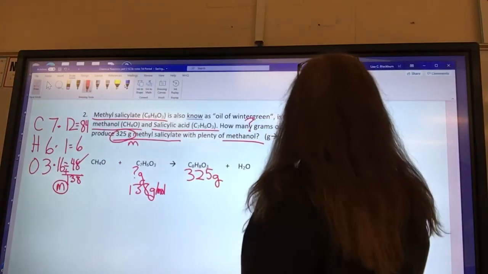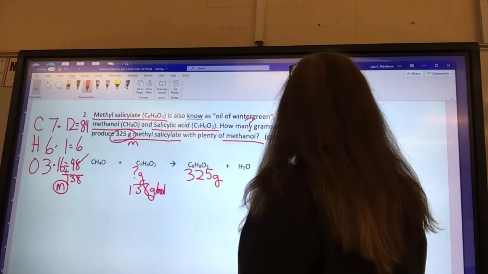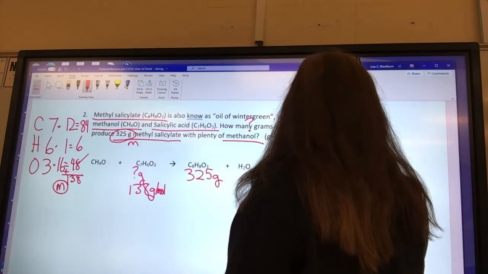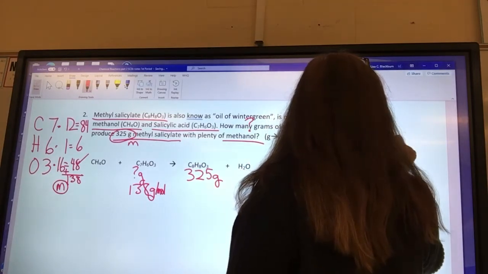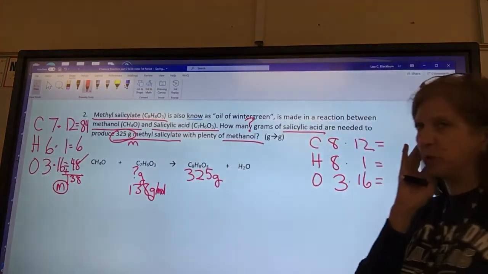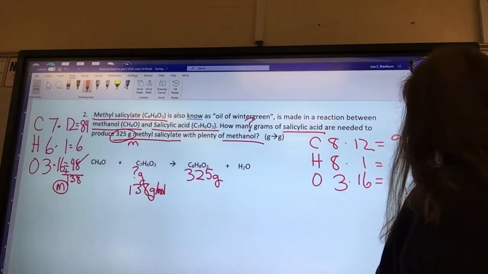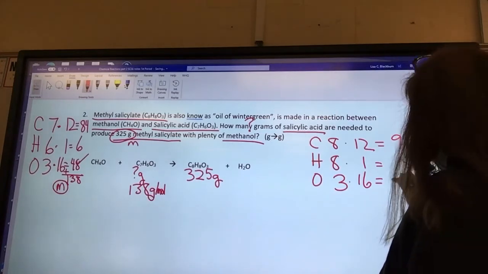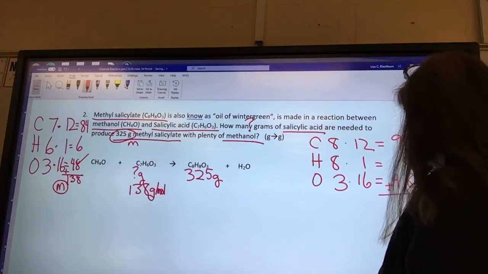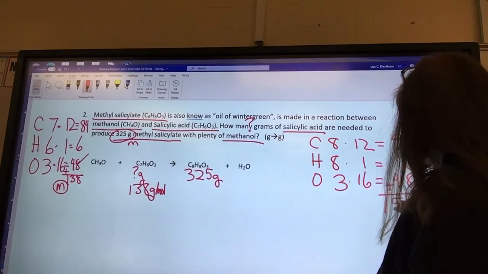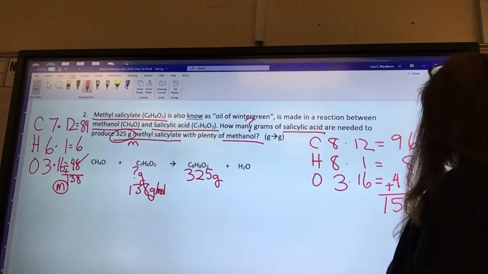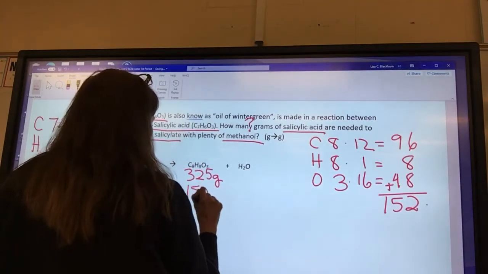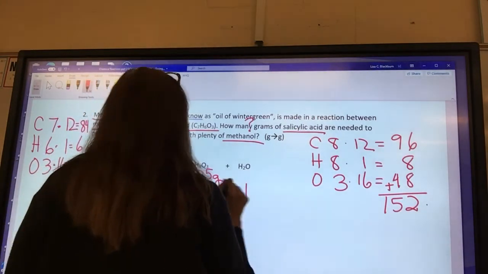Now we need to do it for this side over here. C, H, O. 8, 8, 3. 12, 1, 16. Okay, what's 8 times 12? 96. 8 times 1? 8. That's the easy one. 3 times 16? We already did it. 48. Add them up. And I got 152. 152.16. But we'll just say 152. All right. Now we're going to go over here and write it underneath. 152 grams per mole. Now what do we do next?